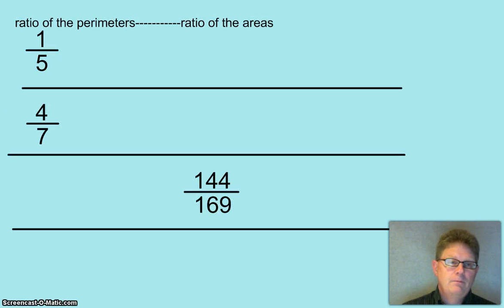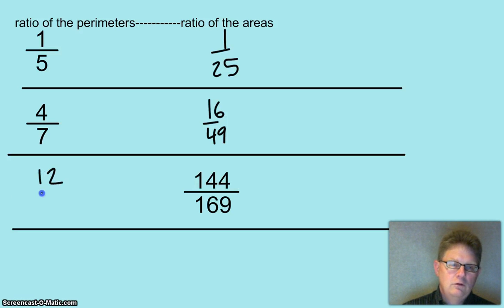Alright, so if the ratio of the perimeters is 1 to 5, or the scale factor is 1 to 5, or the ratio of the corresponding side lengths is 1 to 5, those are all the same thing, then the ratio of the areas is 1 over 25. If the ratio of the perimeters is 4 over 7, then the ratio of the areas is 16 over 49. And if the ratio of the areas is 144 over 169, then the ratio of the perimeters is 12 over 13.